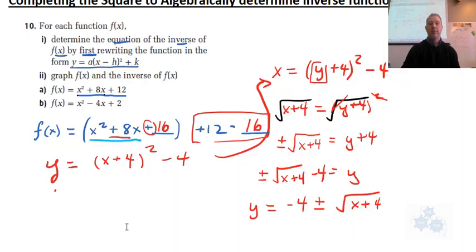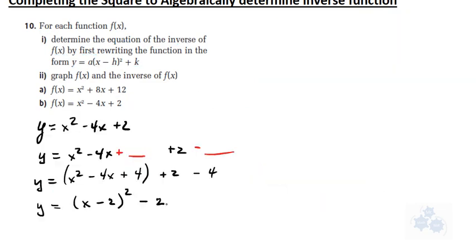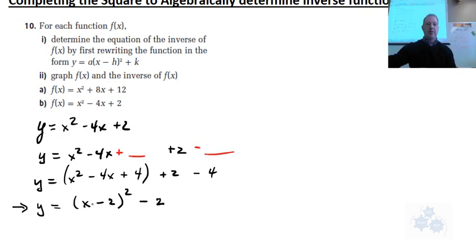Okay, so please take a moment and do B on your own. See if you understand now what you're doing. I'll just leave this up for a few seconds here. So go ahead and write the inverse for B by first completing the square. Okay, so that should be the completed square version there. Now let's reverse the variables, and we'll solve for y, okay?